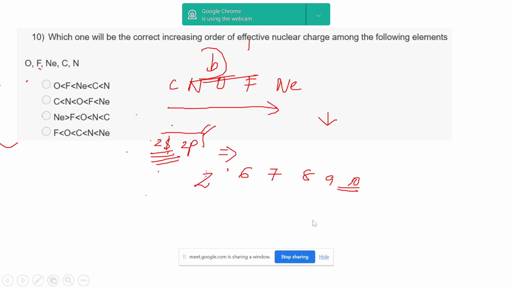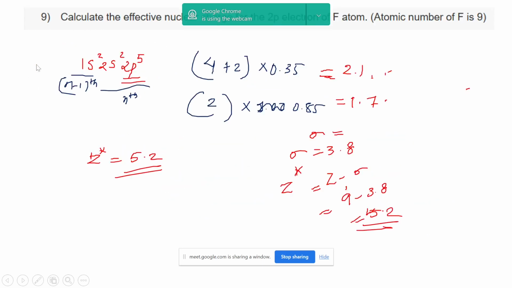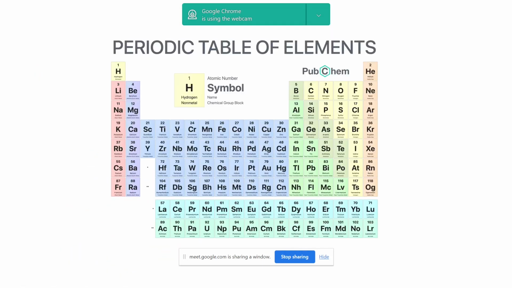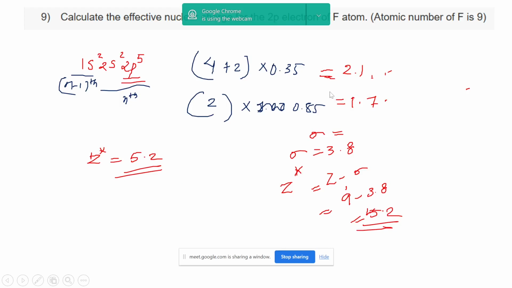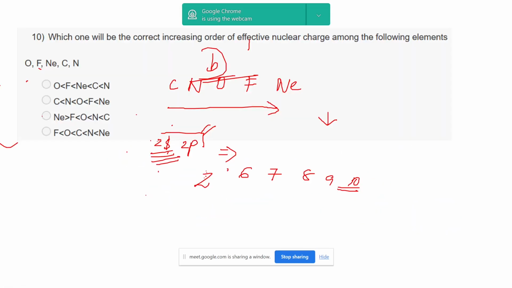So the question is to arrange these elements in the order of the effective nuclear charge. Just by looking at it, we know that these are the second period elements, right? I'll just show the periodic table anyway. So C, N, O, F, Ne, these are the second period elements. First we'll arrange them according to the atomic number, that is C, N, O, F, Ne, as I have written here.